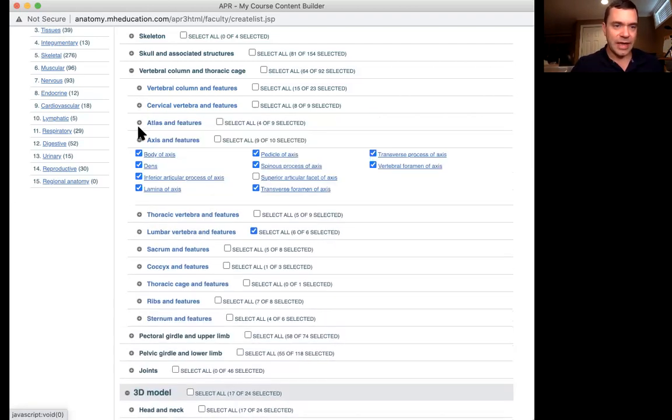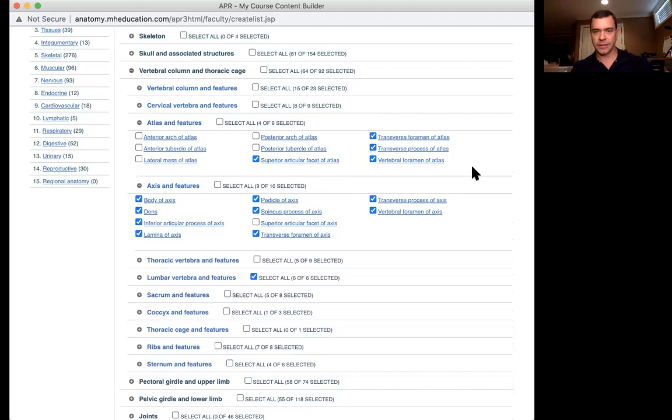You have two atypical cervical vertebrae, okay? And all of them have the same things. They all have transverse processes, transverse foramen, body, pedicle, lamina. They have a superior articular process or facet. They have an inferior articular process and facet, all right? So as soon as you remember it on one, you basically have it for all of the bones within the vertebral column, cervical, thoracic, lumbar.